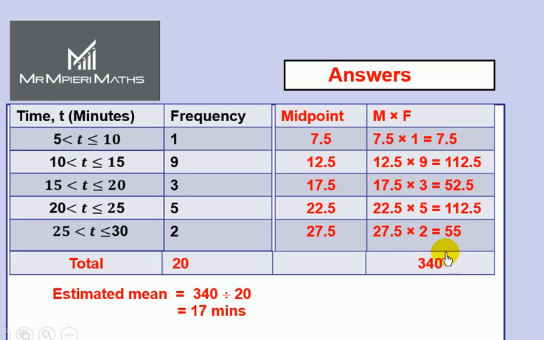Then the next thing you do, you add the total of the midpoint times frequency, so that gives you 340, and then you add the total of the frequency, that gives you 20. So the estimated mean becomes 340 divided by 20, and that gives you 17 minutes.